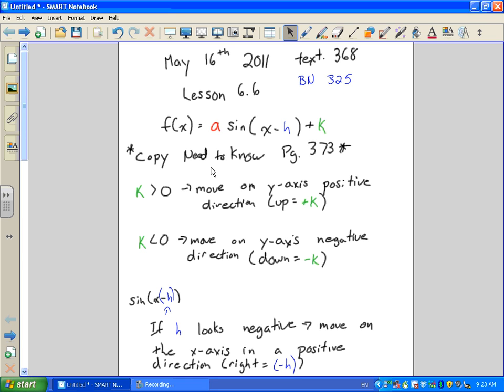Okay, today's May 16, 2011. You're on textbook page 368, and in your blue notebook, page 325. We're on lesson 6.6. Our test is Wednesday.